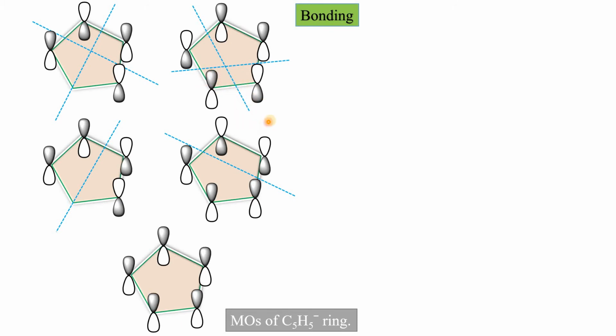In this way, we can draw the molecular orbitals in increasing order of energy. You can put plus or minus signs if you want. If you don't want to draw the shaded and non-shaded areas, you can draw plus and minus signs. It's up to you.